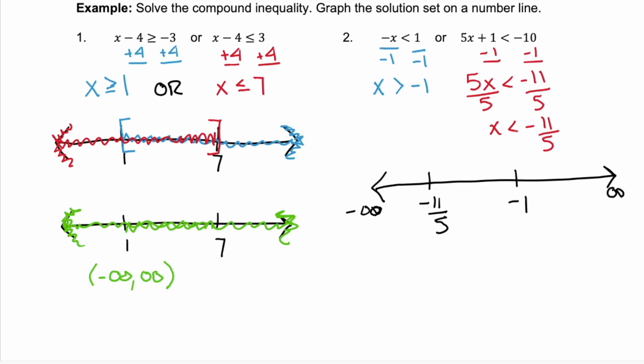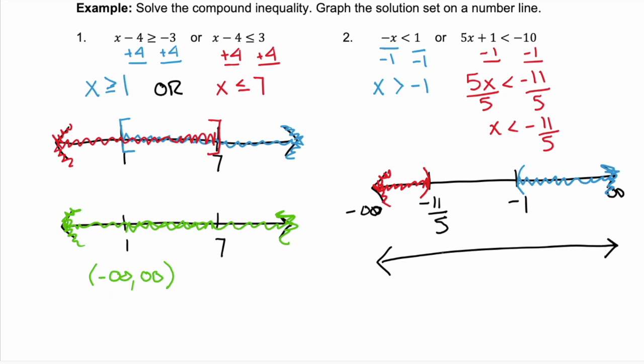So now let's shade. Our first inequality, x is greater than negative 1. So it's going to be from negative 1 to the right. And because it's a strict inequality, there's a parenthesis at negative 1. And then our second inequality is x is less than negative 11/5. The inequality is pointing left, so we shade to the left of negative 11/5. And since it's a strict inequality, it's a parenthesis again. Now remember, an or is the solution to either of the inequalities.